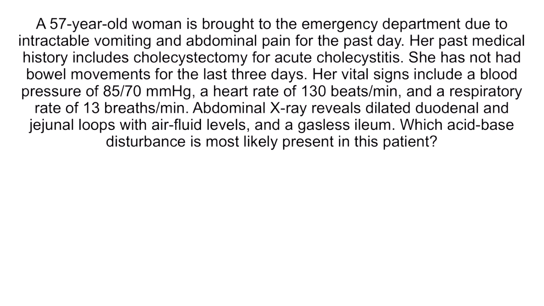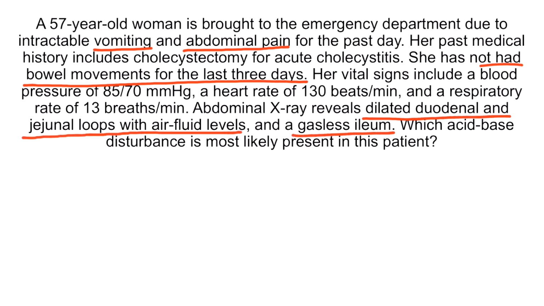This patient presents with vomiting, abdominal pain, and absent bowel movements for the past 3 days. Her abdominal x-ray reveals dilated duodenal and jejunal loops with air fluid levels and a gasless ileum. Considering that she has a history of cholecystectomy, she likely developed intraperitoneal adhesions. Intraperitoneal adhesions in turn led to recurrent bowel obstruction. Her vital signs reveal hypotension and tachycardia, likely due to intractable vomiting.